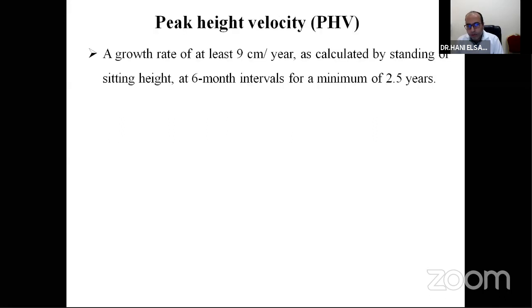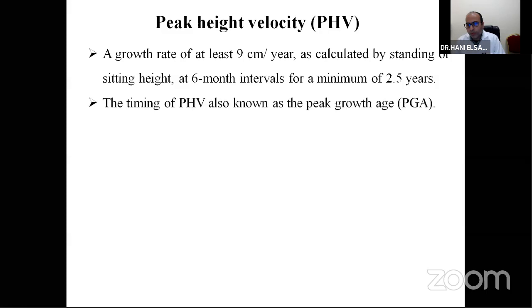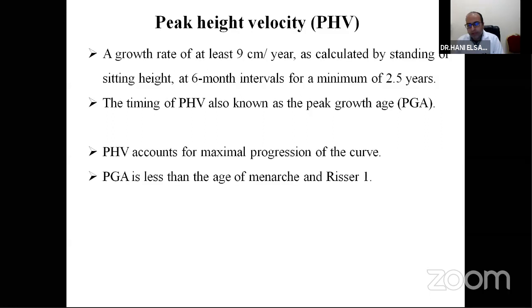Peak height velocity is defined as a growth rate of at least 9 centimeters per year, as calculated by standing or sitting height at 6 month intervals for a minimum of 2.5 years. The timing of peak height velocity is known as the peak growth age. The peak height velocity accounts for maximal progression of the curve. Peak growth age is earlier than the age of menarche and Risser 1.